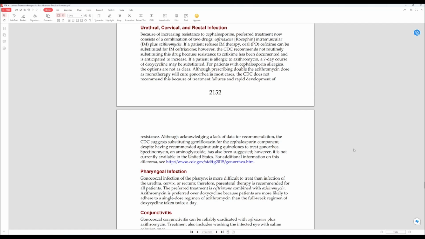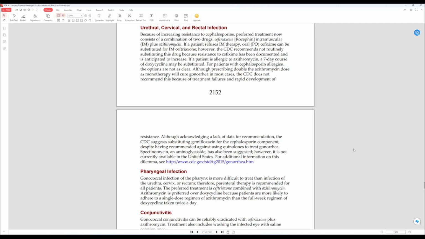For patients with a cephalosporin allergy, the options are not as clear. Although prescribing double the azithromycin dose as a monotherapy will help cure gonorrhea in most cases, the CDC does not recommend this treatment because of treatment failures and rapid development of resistance. Although acknowledging a lack of data for recommendation, the CDC is suggesting substituting gemifloxacin for the cephalosporin component, despite having recommended against using quinolones to treat gonorrhea.